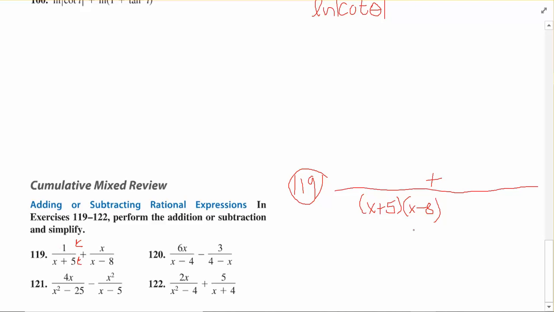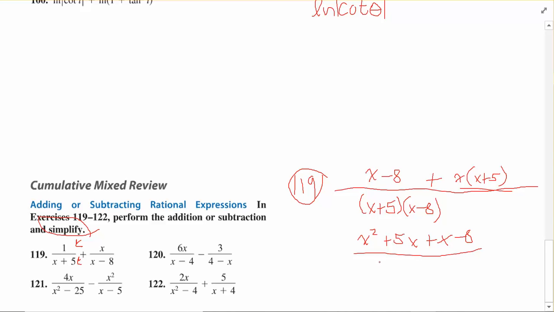That gives me the bottom. All right, and then I'm going to get 1 times x minus 8, which is going to give me x minus 8. And then this one has to be multiplied by x plus 5 on the top and bottom, which gives us x times x plus 5. And technically, we've completed what's been asked of us, which is to perform the addition or subtraction. But now we haven't simplified it, so we've got to simplify it. So what's x times x plus 5? Well, it's x squared plus 5x. And then we've got another x and a negative 8. That's a really sad 8, isn't it?